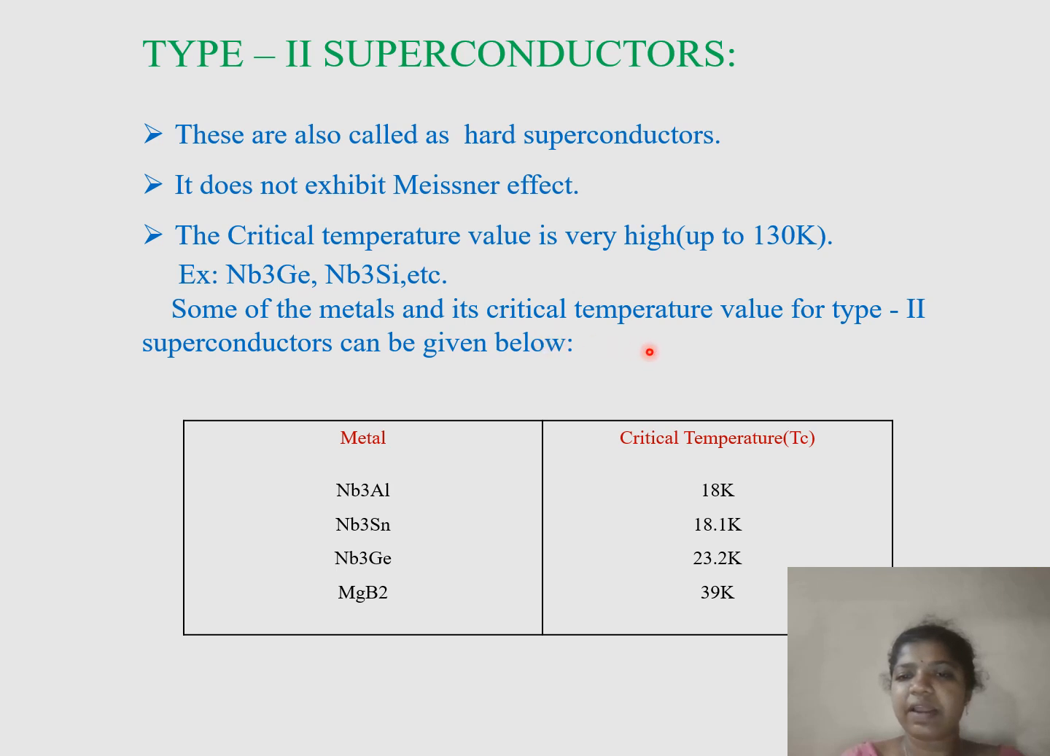Some of the metals and their critical temperature values are shown below for type 2 superconductors. For niobium aluminum at 18 Kelvin, the electrical resistivity suddenly drops to 0 and it behaves as a superconducting material. For niobium tin, 18.1 Kelvin. For niobium germanium, 23.2 Kelvin. For magnesium diboride, 39 Kelvin. At that temperature, the electrical resistivity suddenly drops to 0 and it behaves as a superconducting material.